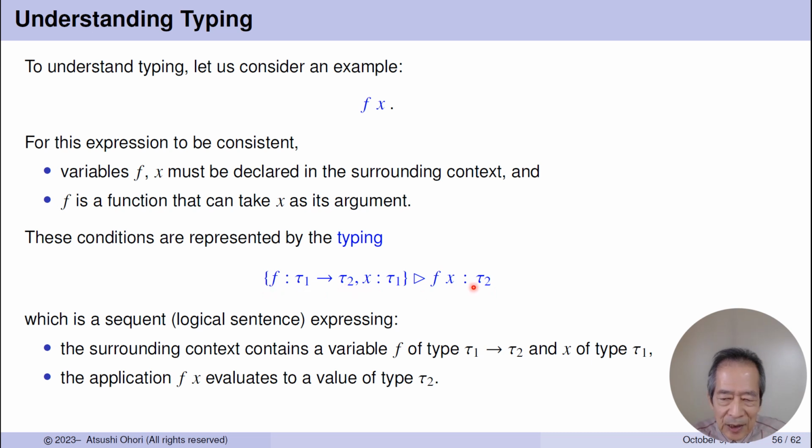So this is a typing, and this is a logical sentence called a sequent. This sequent expresses the two conditions I already described. The surrounding context contains a variable f of type tau1 to tau2, and x of type tau1. And the application of f to x evaluates to a value of type tau2. Right? So these conditions are represented in a formal system as a sequent called a typing. This is the most important building block in a type system.